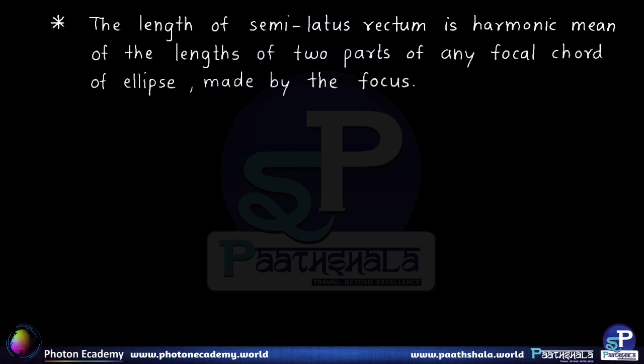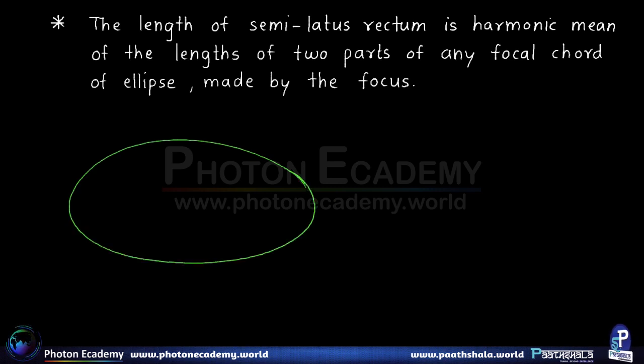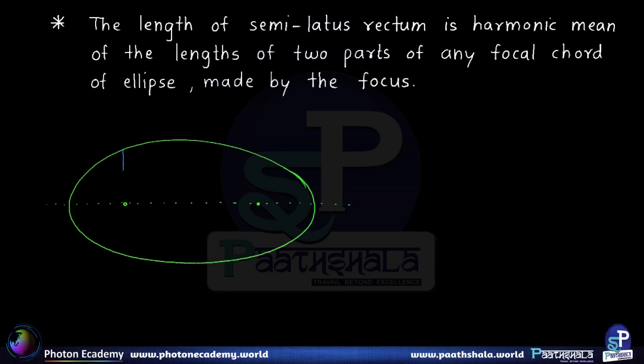The length of semilatus rectum is the harmonic mean of the lengths of the two parts of any focal chord of the ellipse made by the focus. So let's understand what this property is. Suppose we consider some ellipse, and these are the two foci. It's the major axis. Now latus rectum is the segment passing through the focus and perpendicular to the major axis, correct? So let's call that LL dash, and the focus is S.